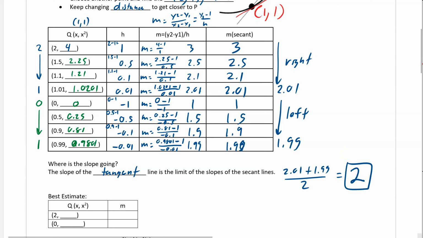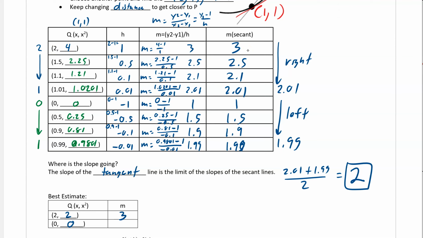So if you come in from the right and from the left and average those two numbers, you will get the slope of the tangent. Now you can get an estimate here to figure out if you're right. And so we noticed that when you plug in 1 unit away, it gave us a nice number, easy slope to calculate. So at 2, 4, we get a slope of 3.